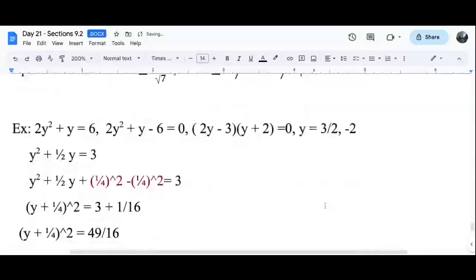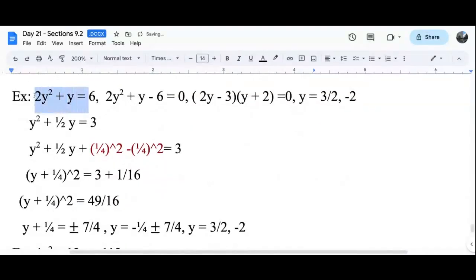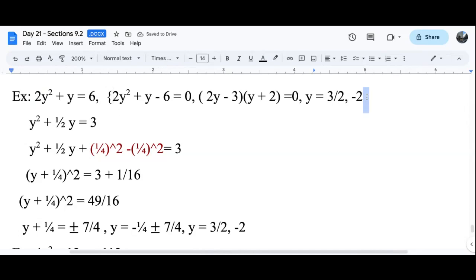All right, let's see this example. 2y squared plus y equals 6. We can factor out 2. Of course, this is showing we can do factoring. If we do factoring, we get two solutions, y equals 3/2 and -2. But we want to use completing squares. Okay, so what do we do? We factor out 2.